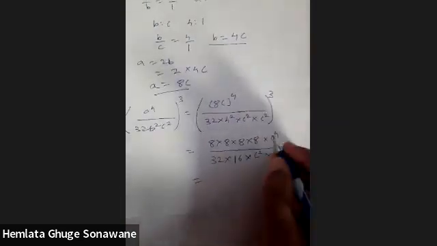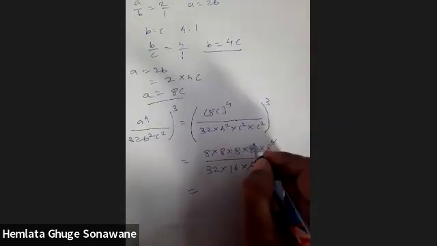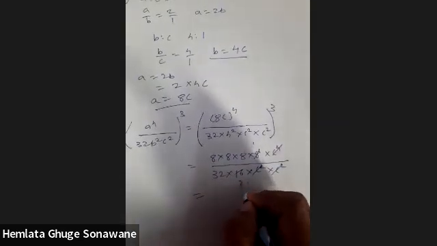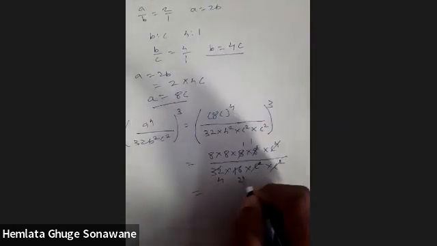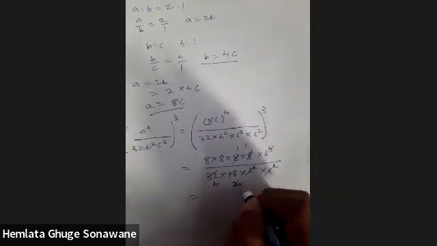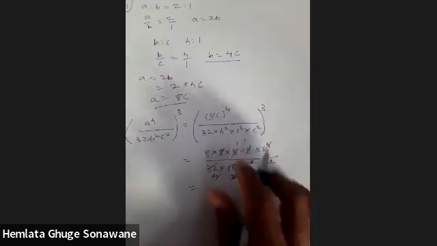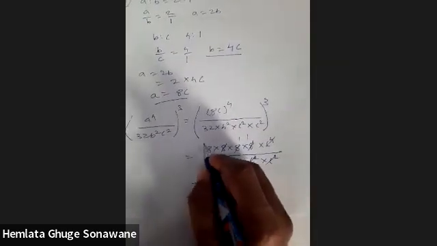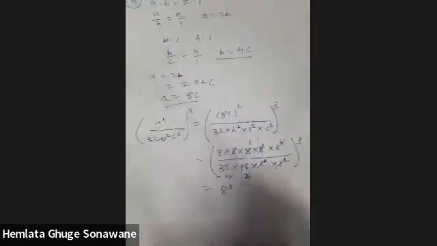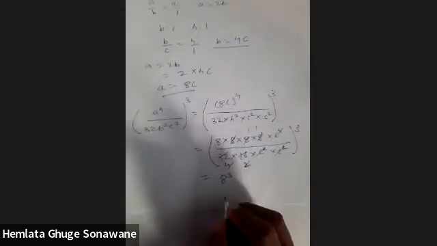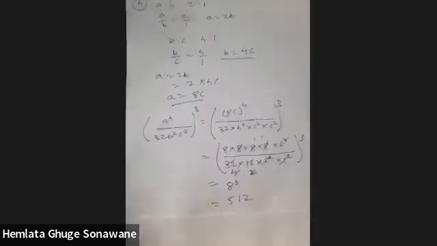Now we'll simplify this. This C raised to 4 and C square gets cancelled. 8 ones are 8, 8 twos are 16, 8 ones are 8, 8 fours are 32, 4 twos are 8 here. So we'll cancel one 8 from the numerator. Now what is remaining? That is 8 cube. And the value of 8 cube is 512. This is the value of this given bracket.